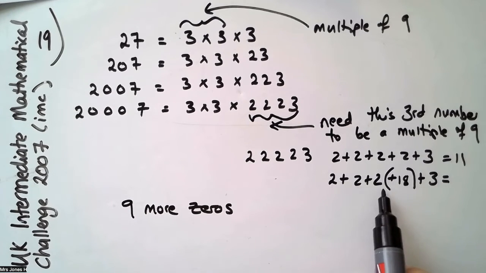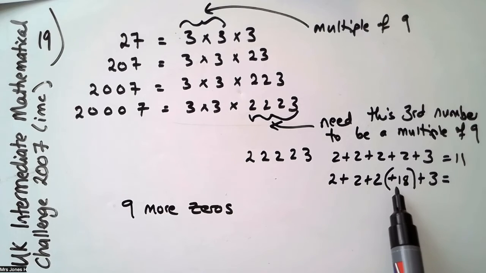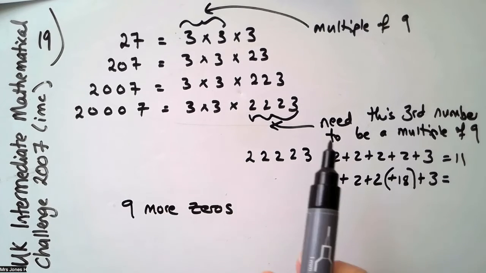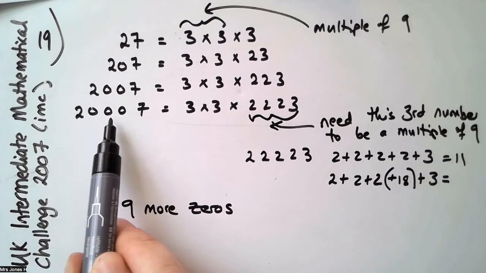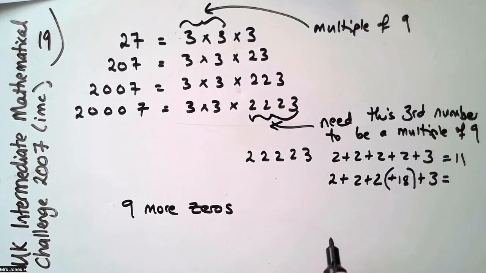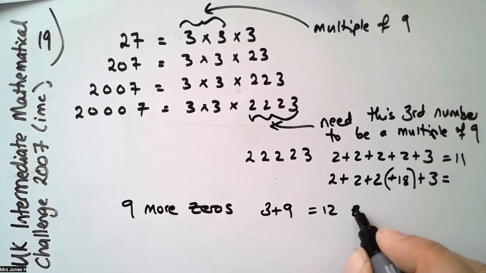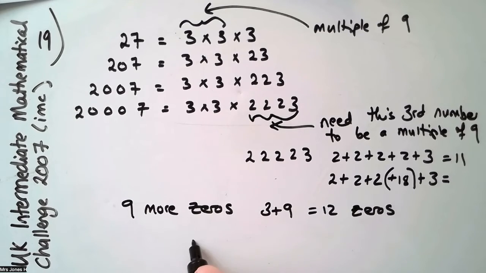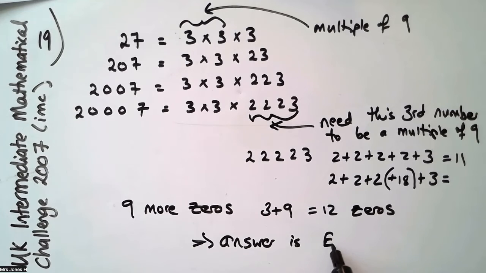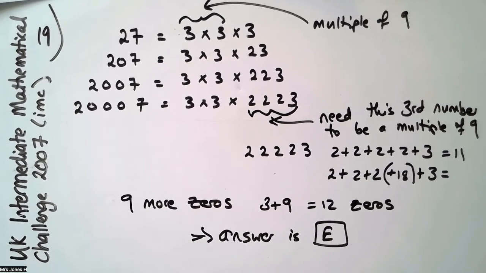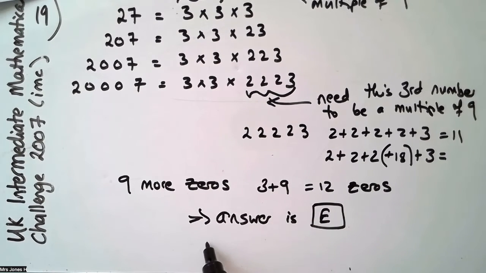because 2 plus 2 plus 2 plus 2, we've got 2, 2, 2. We would need to have 9 more 2s on this, which adds 9 more zeros on this, which means the answer, therefore, you've got 3 plus 9 zeros. And therefore, the answer is E, which if you really want me to write it, which you probably do, it is 2.